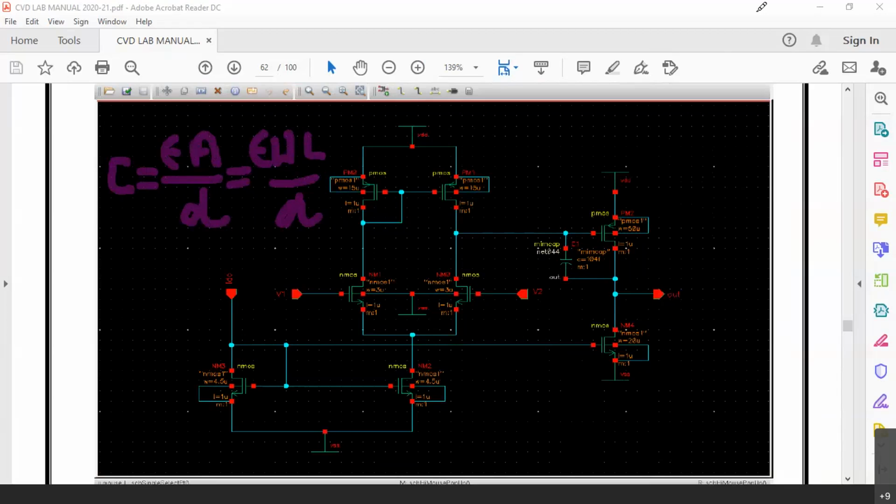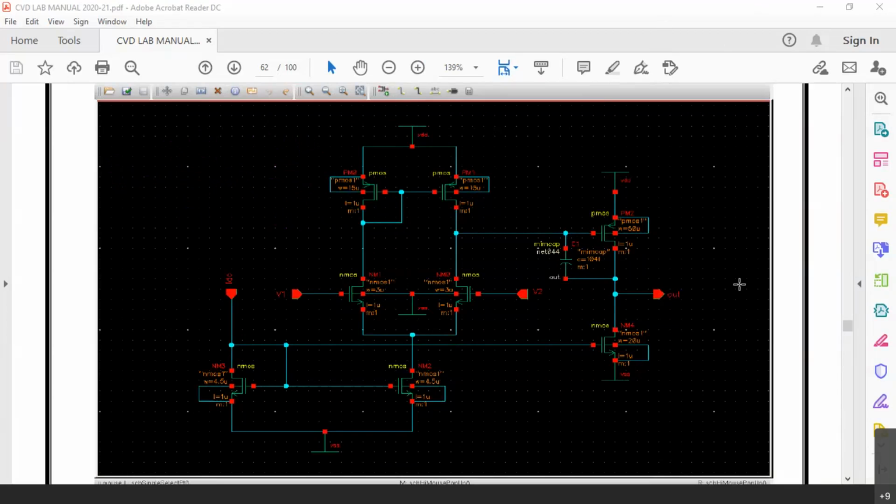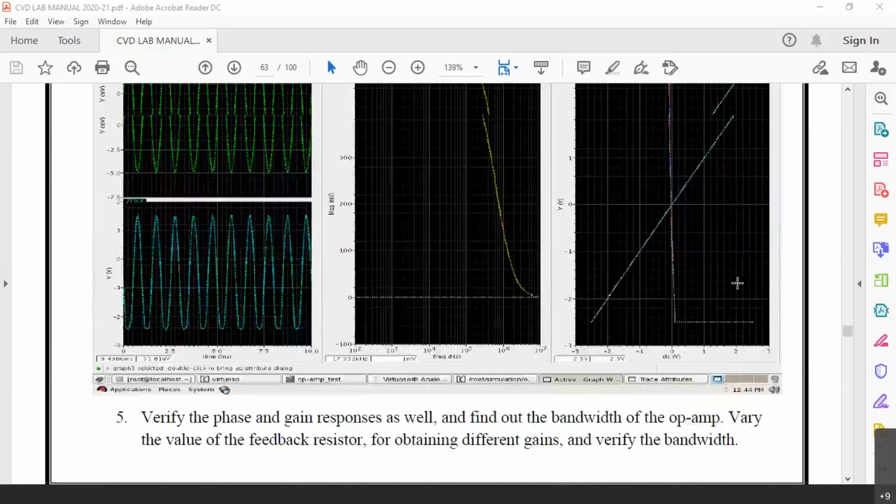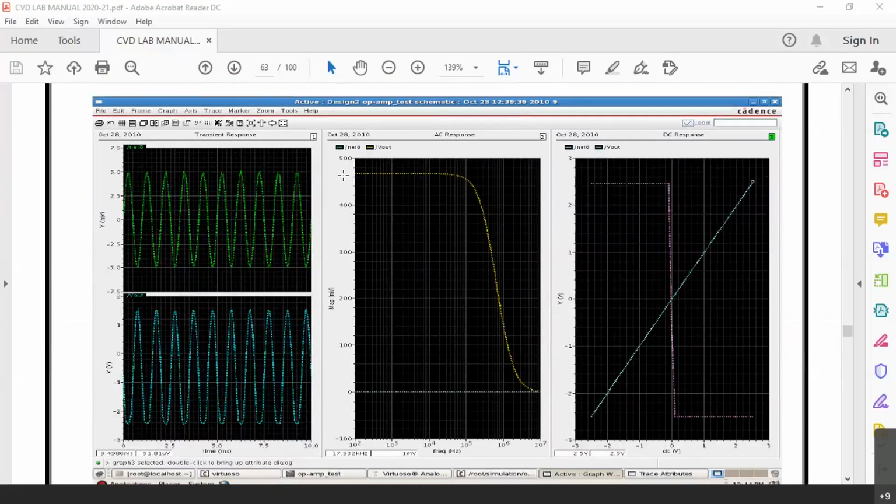Now because of that negative feedback only, there was a reduction in gain. Instead of 500, we are getting slightly lesser here. That is because of the negative feedback. Now the reduction in bandwidth is not because of that capacitance. It is because of the internal capacitors of the transistor where the device dimensions are larger.